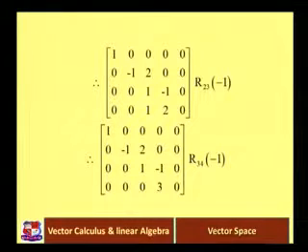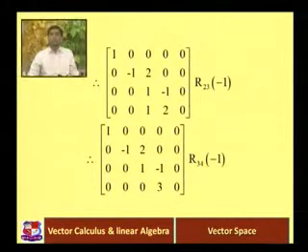So now this matrix is in row echelon form. Clearly below the leading entry all the elements are 0. What is the leading entry of the first row? 1. Below that leading entry all the entries are 0. What is the leading entry in second row? Minus 1. Below that leading entry all the entries are 0. What is the leading entry in third row? 1. All below that leading entry is 0. Okay, so clearly this matrix is in row echelon form.